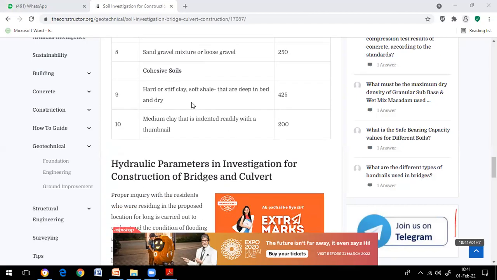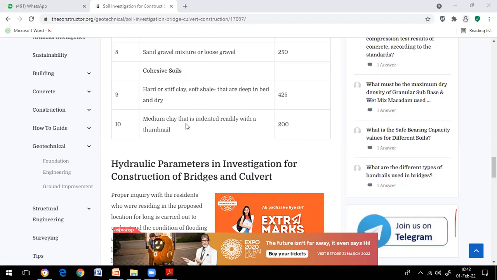Next is cohesive soil, which is hard or stiff clay, like soft shale or deep in bed and dry. Usually if you go for foundations in river beds, you will definitely have more clay content. That's how you decide whether it is a cohesive or non-cohesive soil. Cohesive soil with hard or stiff clay will have 425 kg per square meter. And medium clay, which is indented readily with the thumbnail, meaning if you insert your nail it gets inserted into the soil, will have only 200 kg per square meter.